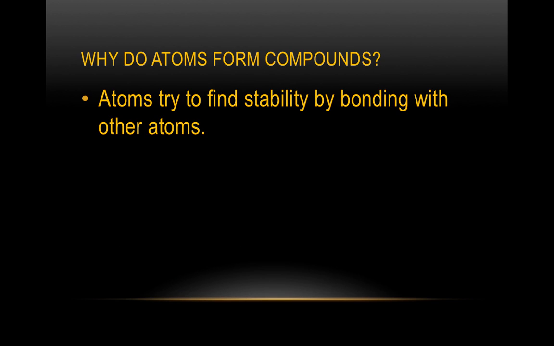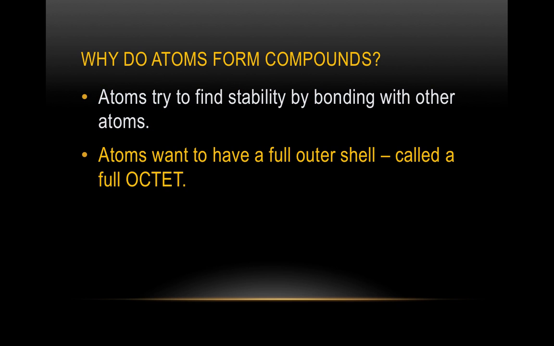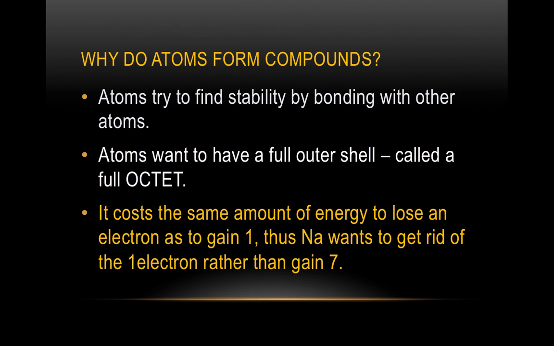So why do atoms form compounds? Atoms try to find stability by bonding with other atoms. Atoms want to have what we call a full outer shell, or a full octet. Again, octet comes from 8, and 8 being the full outer valence shell. And it costs the same amount of energy to lose an electron as to gain one. Therefore, sodium wants to get rid of that outer electron because it's way easier to get rid of the 1 than to try and find 7 that are around there.